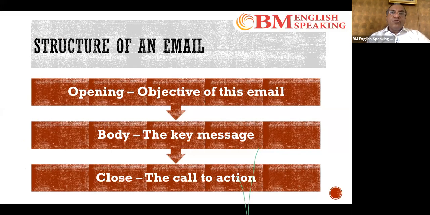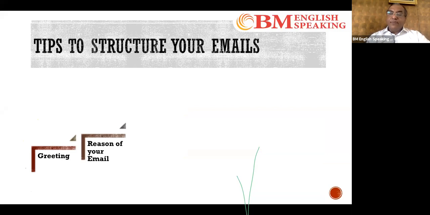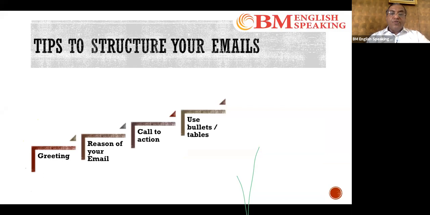You want the user to send you a proposal. You want the user to fix a printer. You want the reader of this email to schedule a meeting. That should be the last part of your email, which is technically called the call to action, the action that you want the reader of this email to take. Let's look at some tips to structure your emails. Start with a greeting, then the purpose of this email, then the call to action, what action you want this user to take, use bullets or tables, use a closing message, and then the signature.